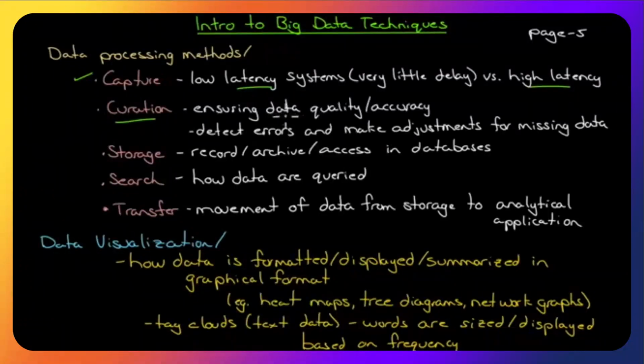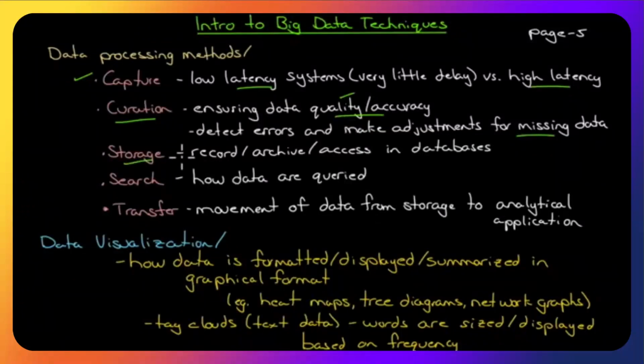Curation, ensuring data quality and accuracy. Which is a big deal, especially when you get to alternative data. How do you ensure that it is actually good data and not just ridiculous ramblings of anybody on the internet that can post anything they want, right? Detect errors and make adjustments for missing data.